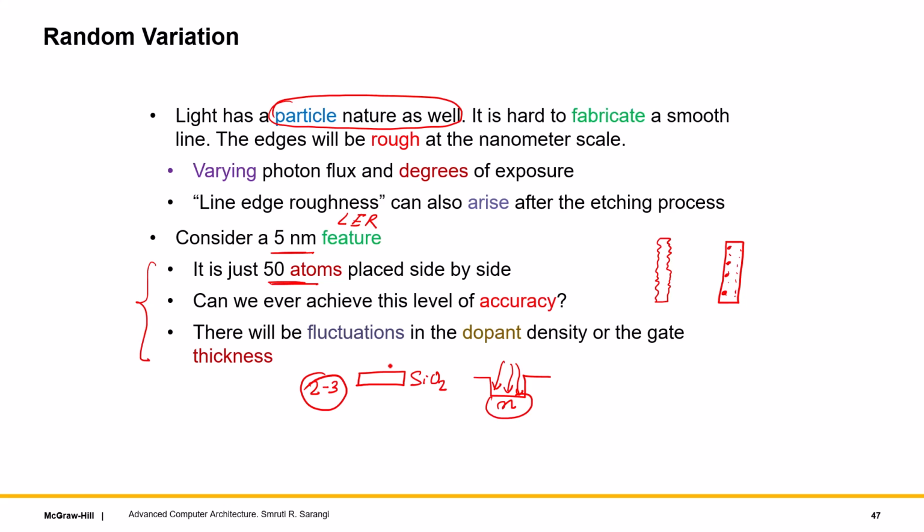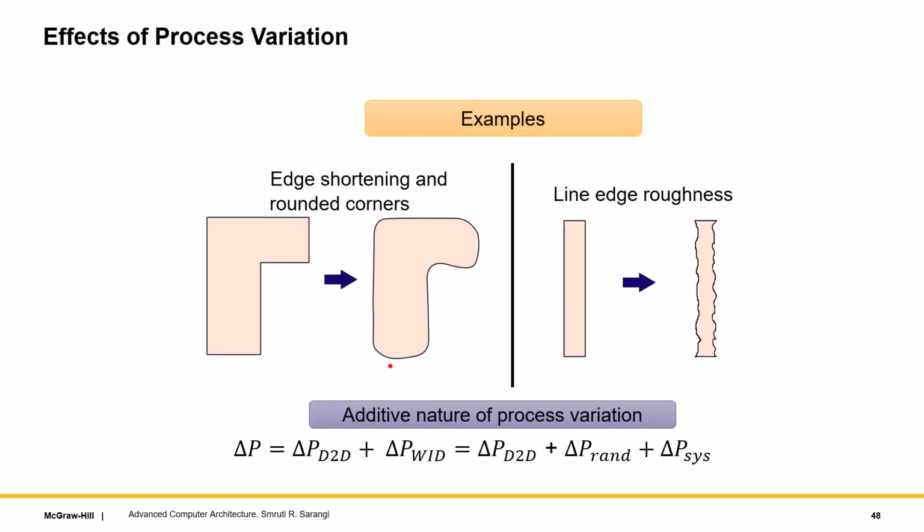random variation, because after all, at the atomic scale, things are very uncertain, right? So there is a degree of non-determinism and uncertainty. Recall the Heisenberg's uncertainty principle. And that is why placing them so accurately is difficult.